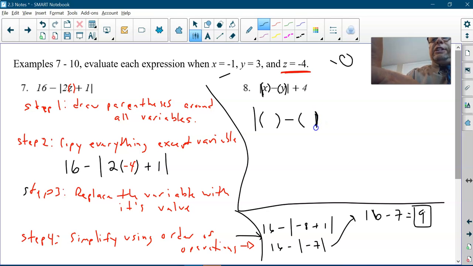Started getting greedy on my speed. Alright, and then plus 4. Alright, now let's plug in those values. What does x equal in our problem? X equals negative 1, so I'm going to put negative 1 right there. And then y equals 3, so I'm going to put a 3 right there.